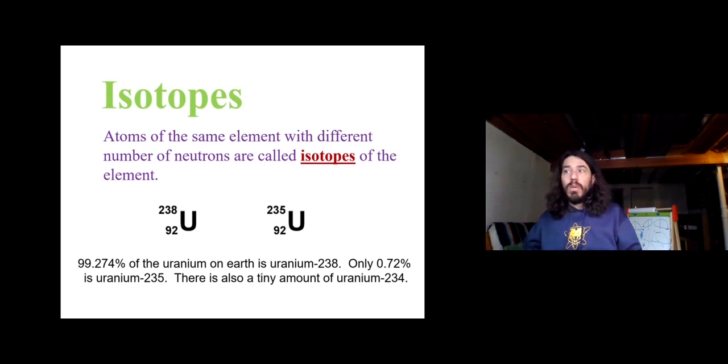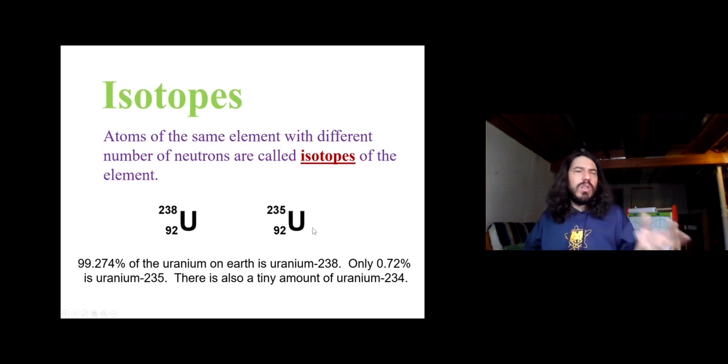Uranium-235, on the other hand, well, now you can make a bomb out of that. You can power a nuclear reactor out of that. It is unstable. So these are two different isotopes of uranium. And uranium-238 is slightly heavier than uranium-235.